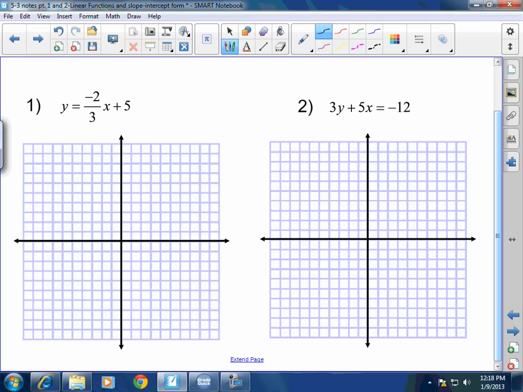Okay, 5. So I'm going to graph my y-intercept at 5. 1, 2, 3, 4, 5. What is my slope? So that means I'm going to go down 2, and I'm going to run to the right. So I go down 1, 2 over 1, 2, 3. Do it again. Down 1, 2 over 1, 2, 3.